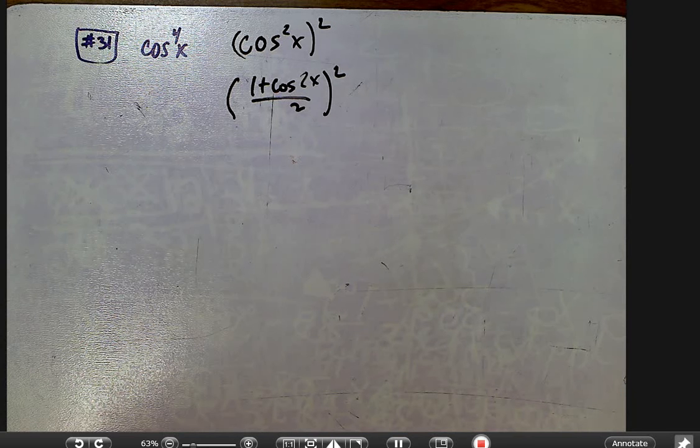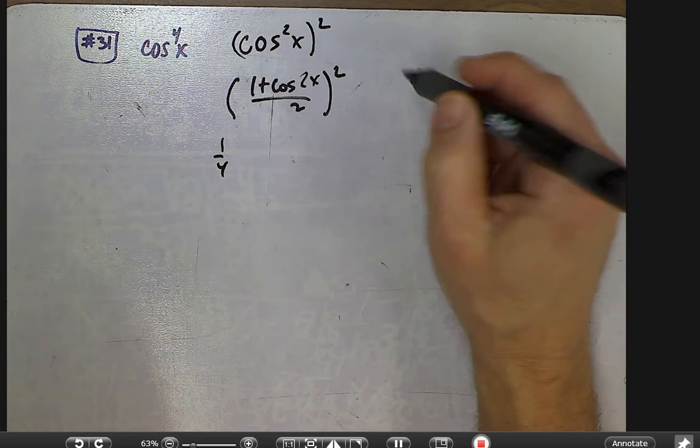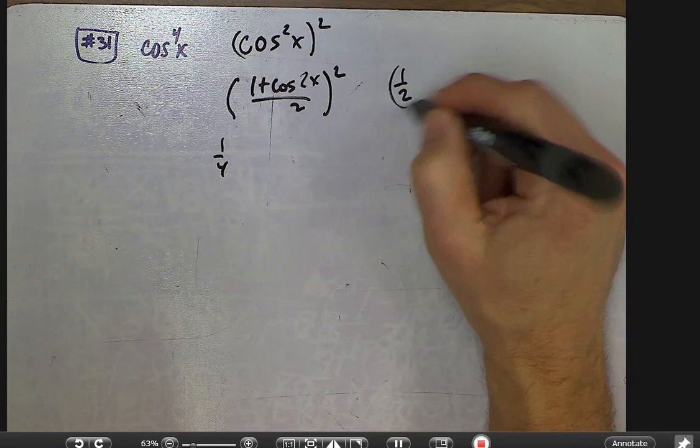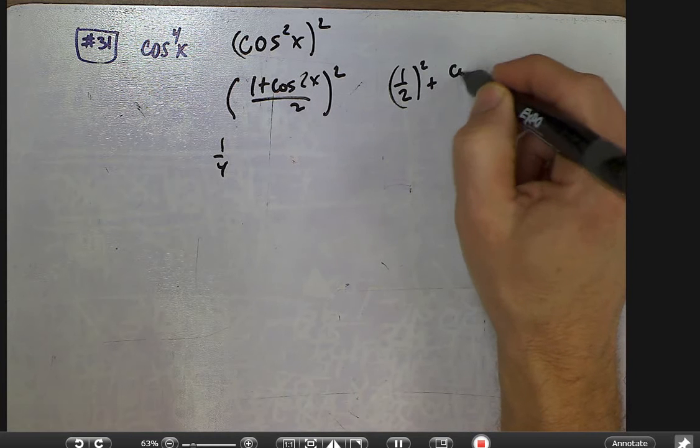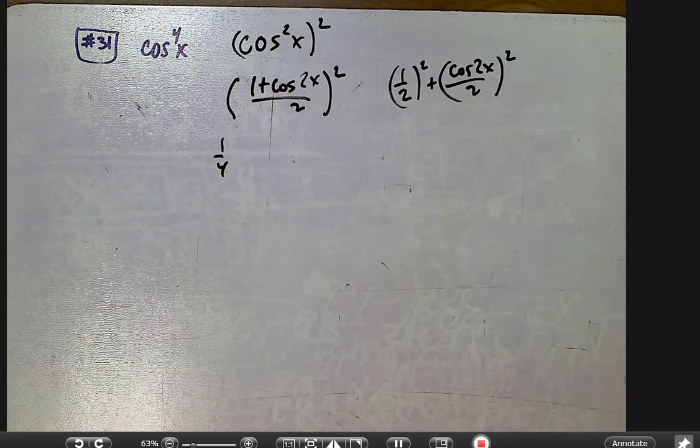I know that from doing the multiplication I have to square the 1/2 and get 1/4. So remember, this is 1/2 squared plus cosine 2x over 2 quantity squared as well. Well, that doesn't seem just right, does it? But it is. And so I end up with 1/4.